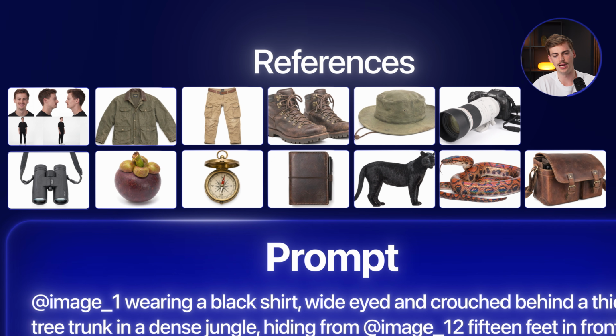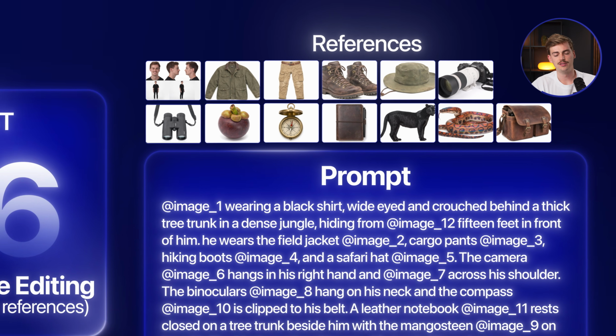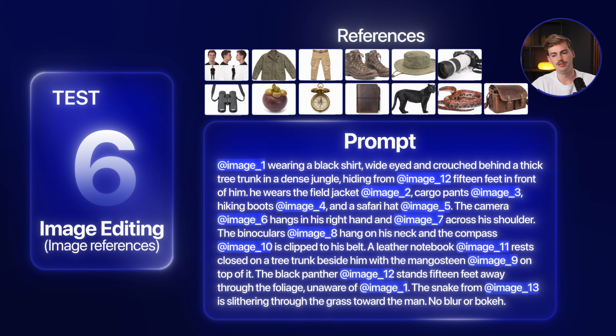Then we have a complete outfit, including gear like a camera and a bag. We have a compass. We have even a leopard, a snake, and some other details like shoes, binoculars, and this beautiful fruit. For the prompt, I tagged each and everything in there, and then I started generating it.